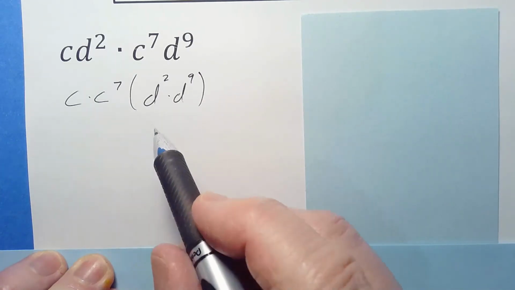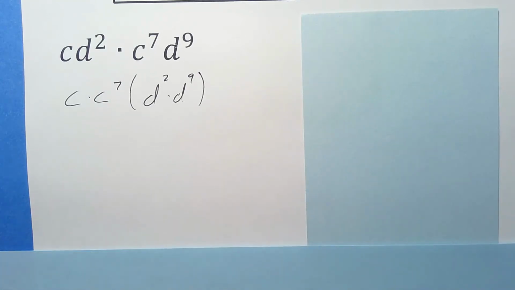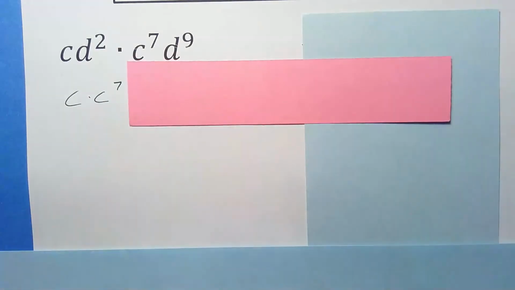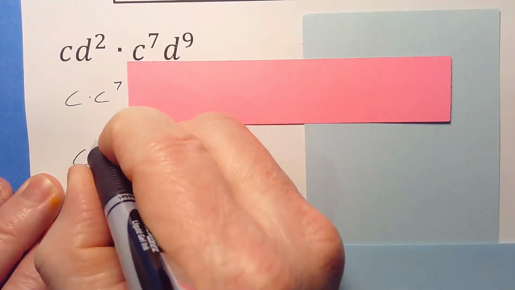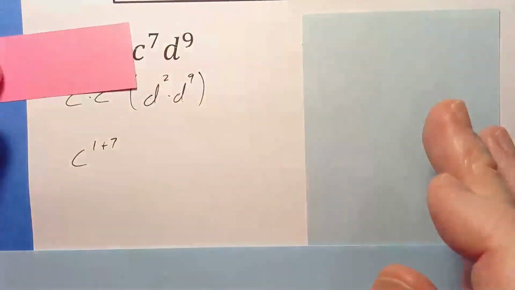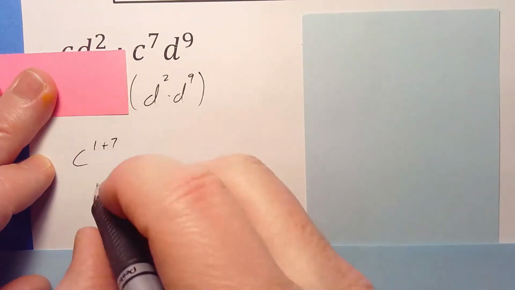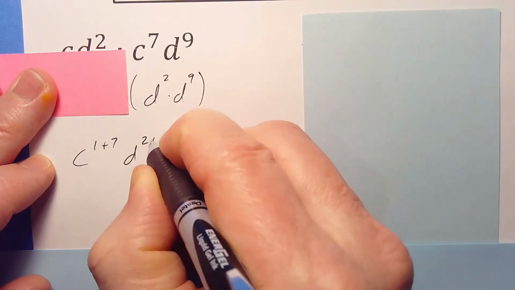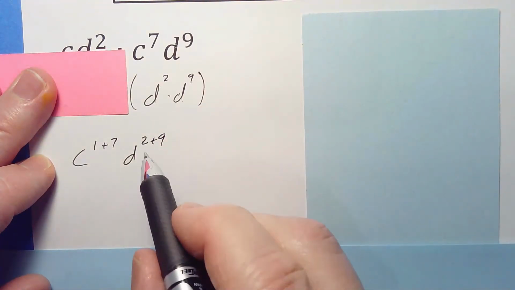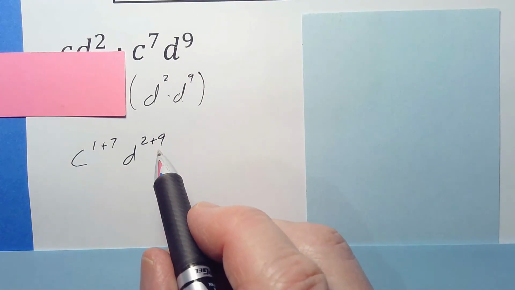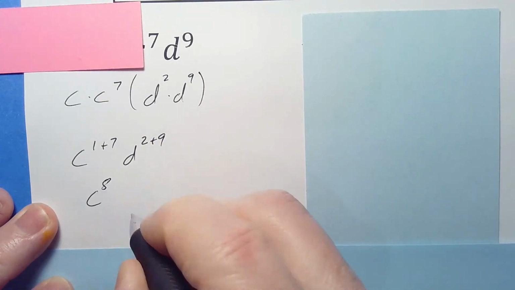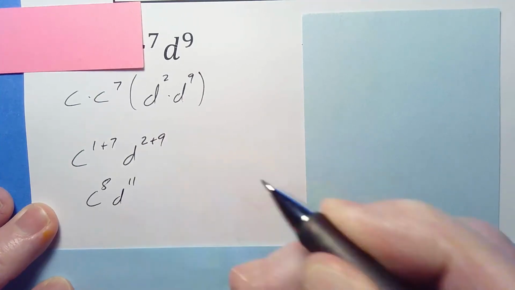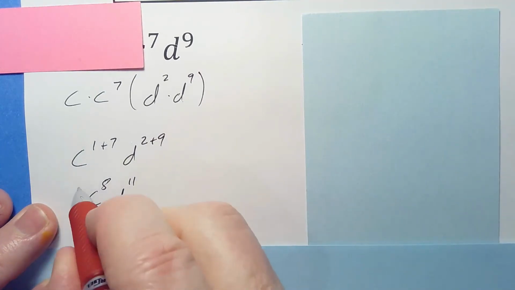Now that I've got them together, I can think about each thing on its own, right? So first, I'm only going to think about the C's, right? C times C to the 7th. Okay, so that's C to the power of 1 plus 7. Okay, same thing goes over here. D, so this is D to the power of 2 plus 9. Right? Now notice what we're going to do here is add them up. So I get C to the 8th and D to the 11th. So there's my answer for that one.